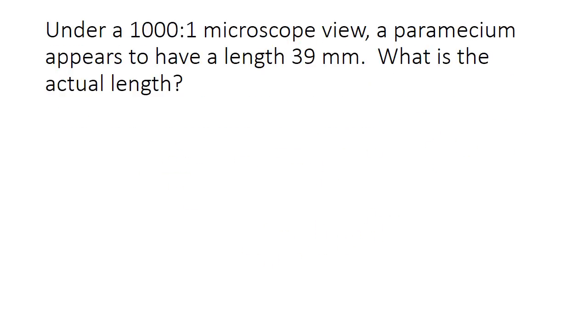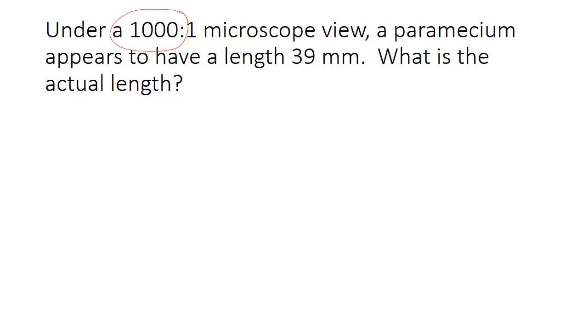In science, when you are viewing things under a microscope, it makes them look bigger. So a microscope is going to give you an idea of how big something is, and then you can measure it under your microscope. Use the ratio of your microscope view to find out the actual length. So in this case, our microscope has a 1,000 to 1 view. That means that you're going to see it 1,000 times bigger than it really is. If we see a paramecium and it appears to have a length of 39 millimeters, what is the actual length?